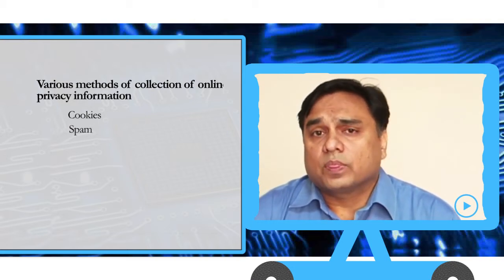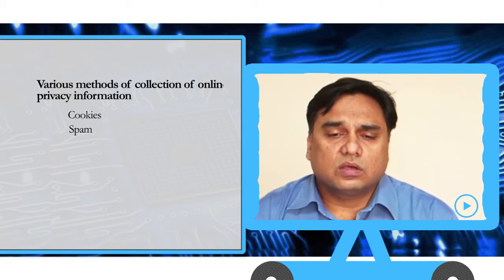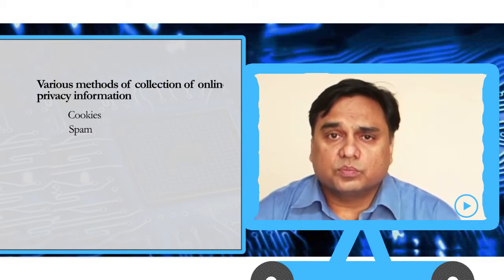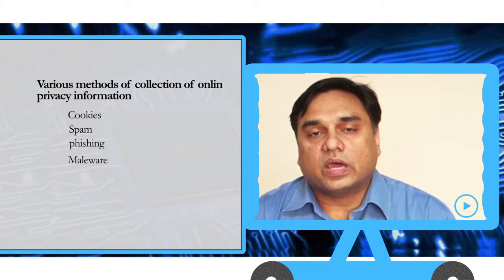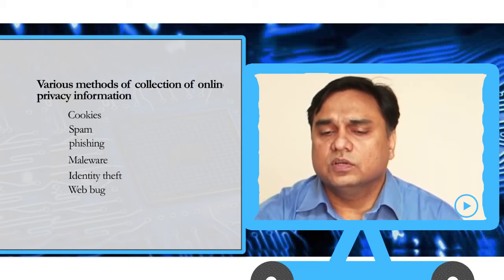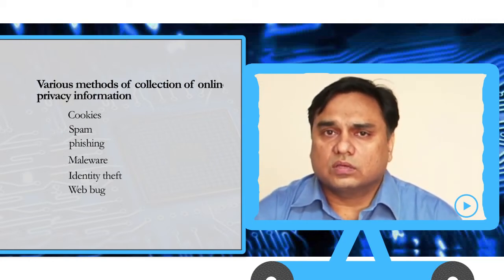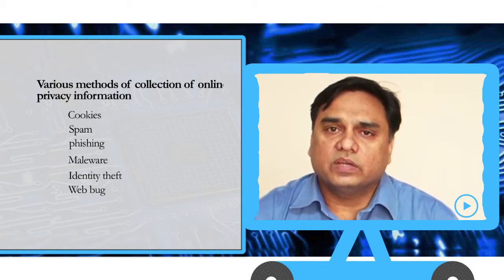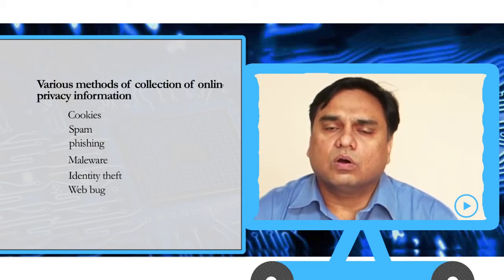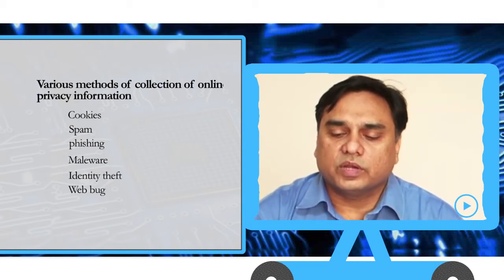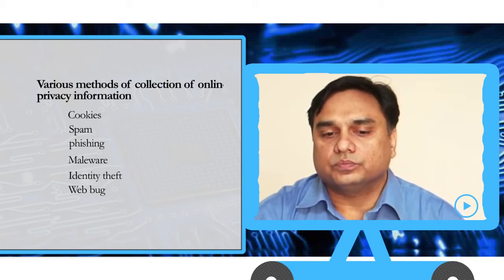Then there is the concept of spam. They are unsolicited messages from the commercial world. They also create some privacy issues. Then phishing, malware, identity theft and web bugs are some methods of violation of privacy. Combined with all these methods, they take the important inputs from your use of the web and provide this information to the website owner or to the interested group, so that they can make use of the information for their own commercial benefit or to cause any kind of harm to you.